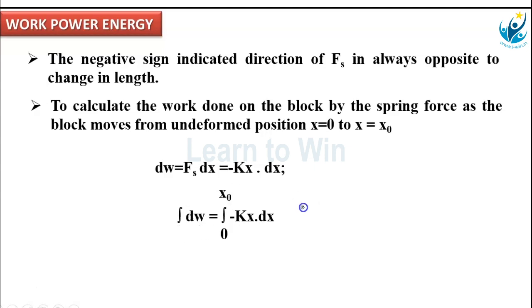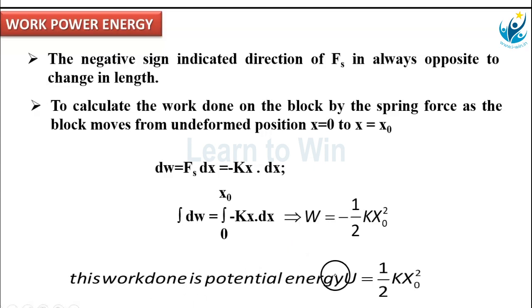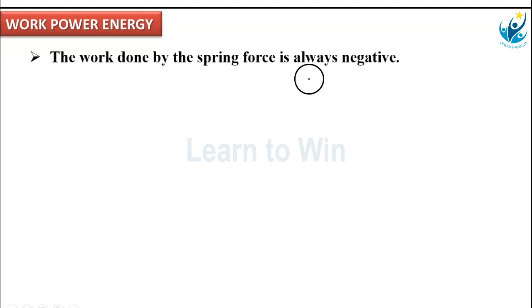Then integral dw, the W, is equal to minus kx dx, integration is x square by 2. After limit substitution, it becomes W is equal to minus half k x naught square. This is the work done by the spring force to stretch the spring by x naught elongation. This work done is stored as potential energy. That is, the potential energy U is equal to half k x naught square. Now, the work done by the spring force is always negative. W is minus half k x naught square, and in terms of x, minus half k x square.